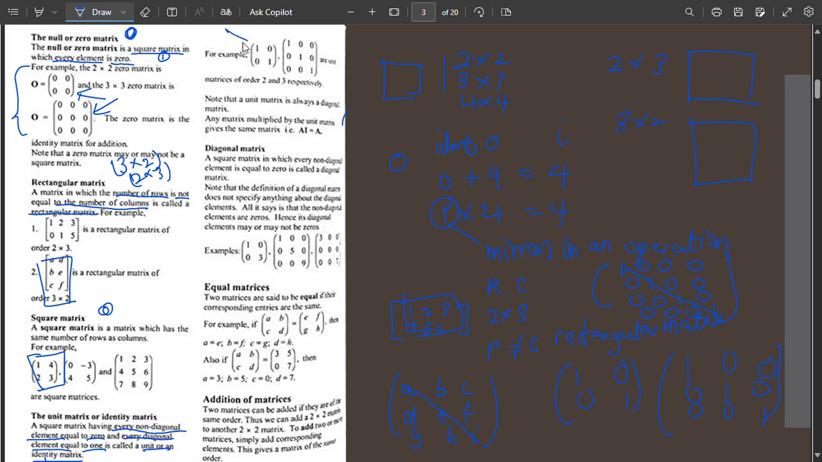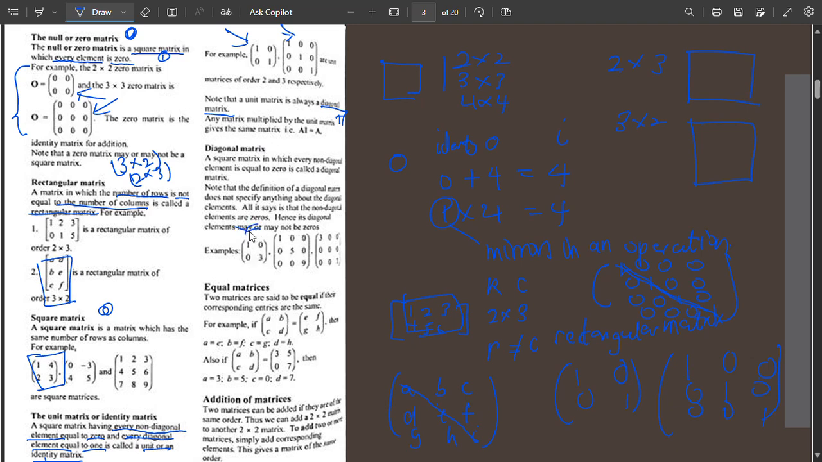So these are the unit matrices, just as we said. Note that a unit matrix is always a diagonal matrix. A diagonal matrix is a matrix that has elements on only the diagonal. Elsewhere, there are zeros. Any other element apart from the ones on the diagonal is zero. Then we term that matrix as a diagonal matrix. So these are examples of diagonal matrices.